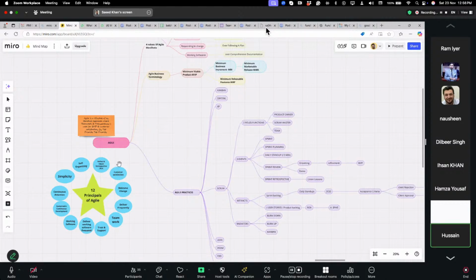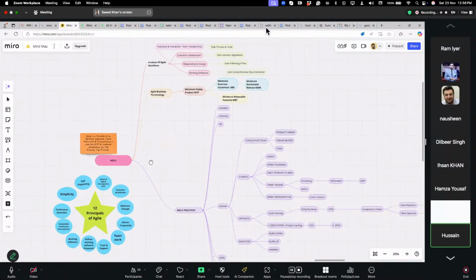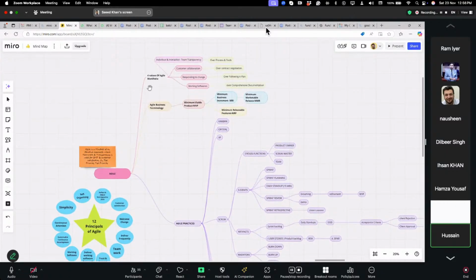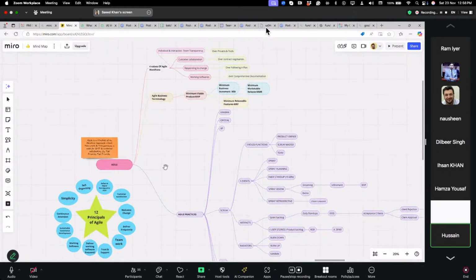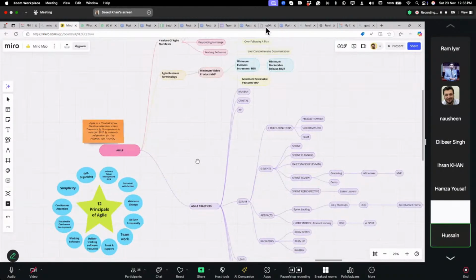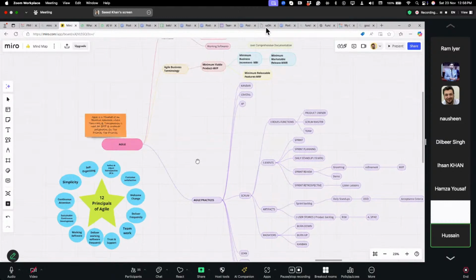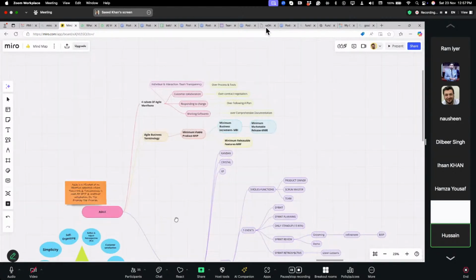The 12 practices that we have here are working software, sustainable development, continuous attention, maintain simplicity, self-organizing team, reflection and adjustment, satisfy the customer, welcome change, deliver frequently, work together, support and trust, and face to face conversation. And then we have the four values of Agile.